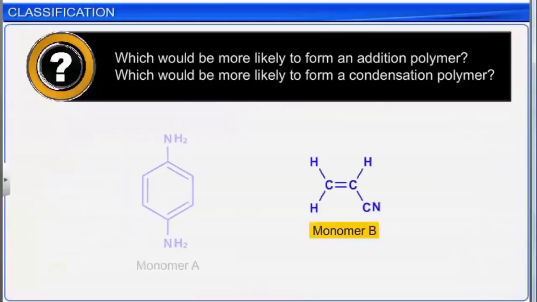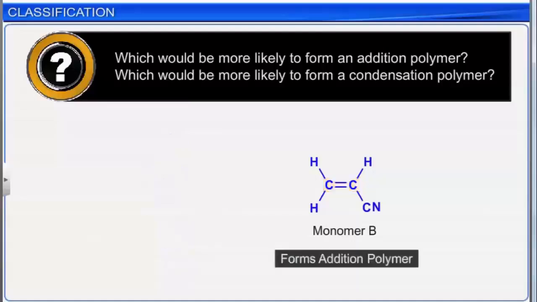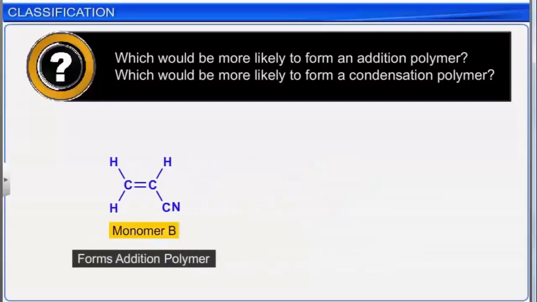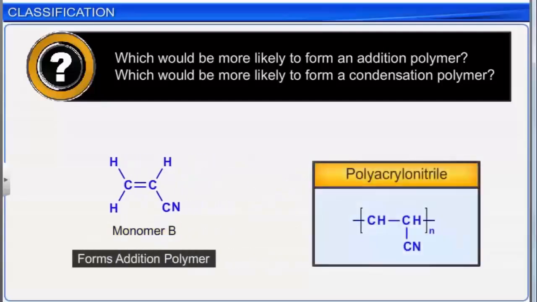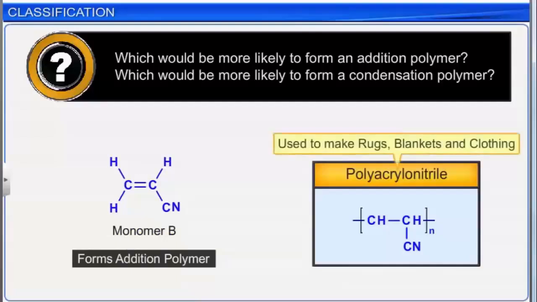Monomer B has a carbon-carbon double bond. It forms an addition polymer. Monomer B is a monomer of polyacrylonitrile, which is used to make rugs, blankets, and clothing.